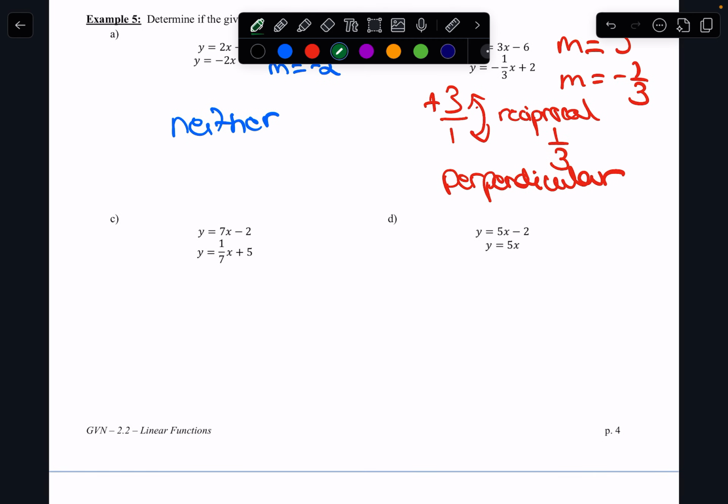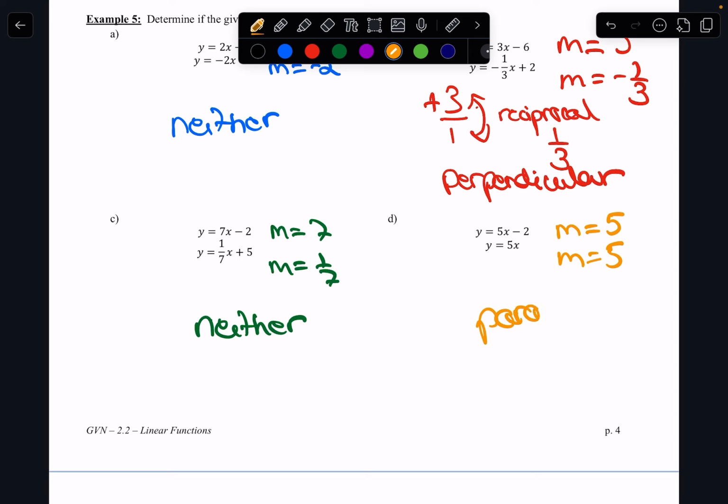Okay, C. The top slope is 7 and the bottom slope is 1/7. Well, they are reciprocals, but they are not opposite signs. So these are neither. D, the top slope is 5 and the bottom slope is 5. So that means that they are parallel because the slopes are the same.